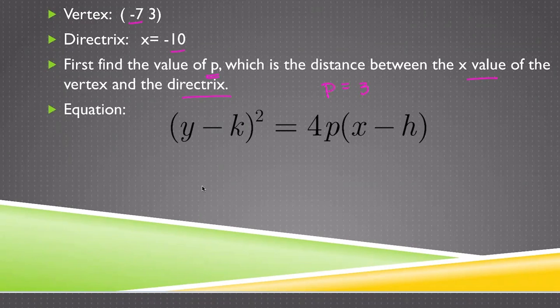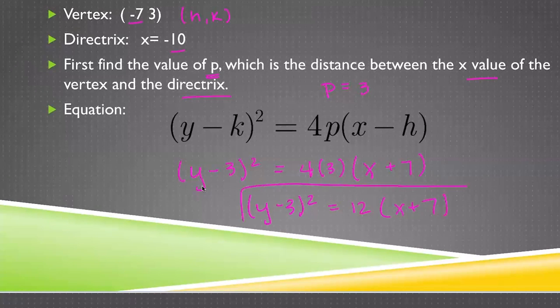Then you're going to have to find what they call H and K. Well, H and K are the coordinates of your vertex. So then you're going to substitute in those values. So you'd have y minus your k, which is 3, squared equals 4 times your value of P. And then you'd have x minus a -7, which is going to make it a +7. You can simplify this a little bit, and you could have y minus 3 squared equals 12 times x plus 7. And that would be your equation.